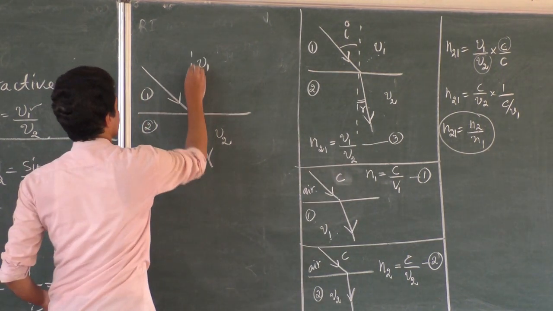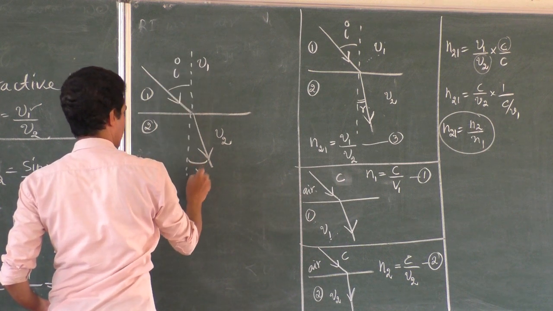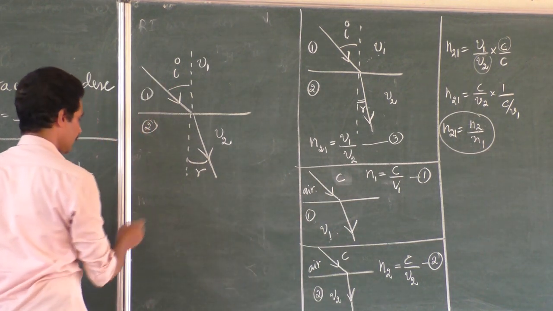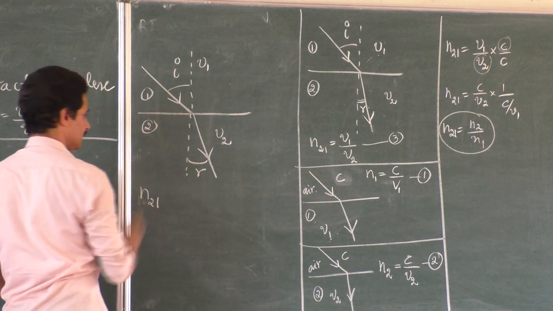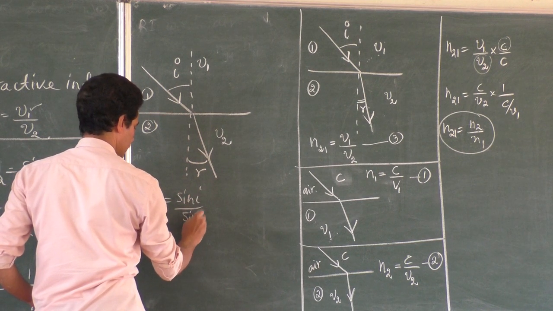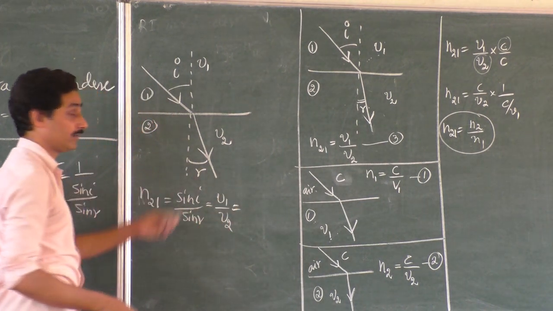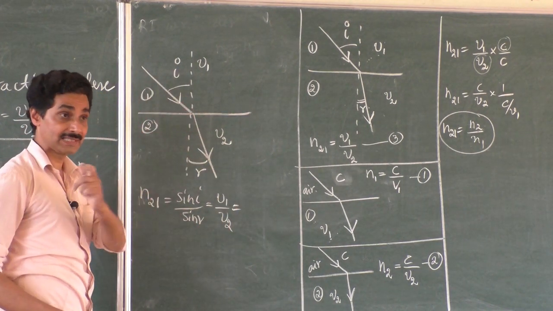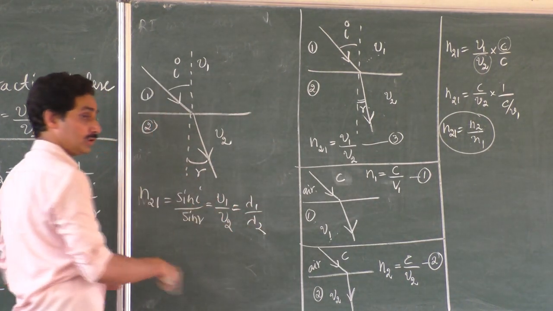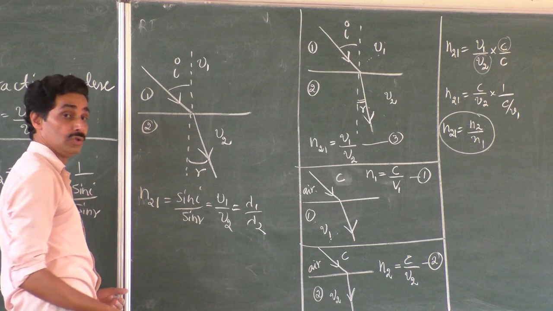Now, the angle of incidence is I. The angle of refraction is R. Okay? Now, how do you define the refractive index of the second medium with respect to the first medium? It is nothing but sin I by sin R. It's nothing but V1 by V2. And you know, when light travels from one medium to another, its wavelength changes. Lambda 1 by lambda 2, because V equal to nu lambda, or C is equal to nu lambda.